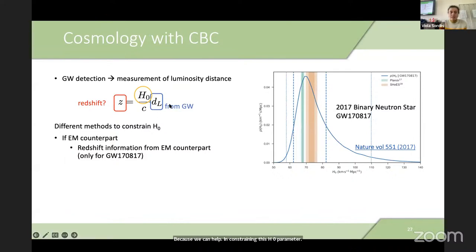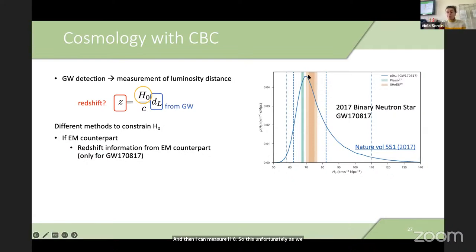I already told you that gravitational waves allow us to measure the luminosity distance. So if I have a way to measure the redshift of the galaxy, for example, where my BNS took place, I can constrain H0. There are different methods to get the redshift. Let's start with the easy one. Imagine we have an EM counterpart. I take the redshift from the galaxy information, which is EM information, and I can measure H0. Unfortunately, as we said, this only happened for GW170817.